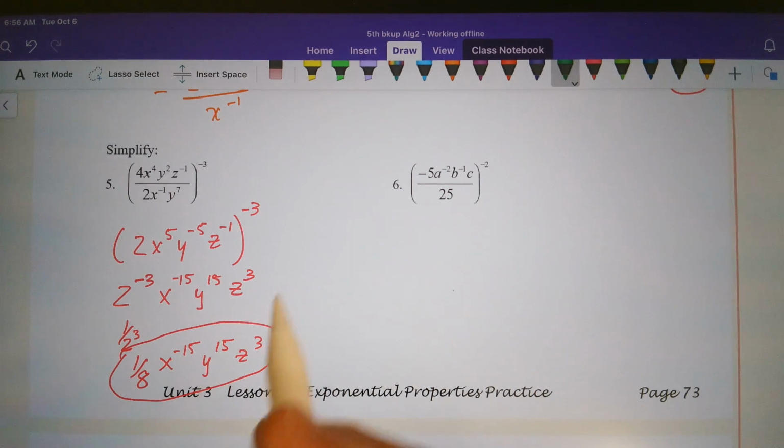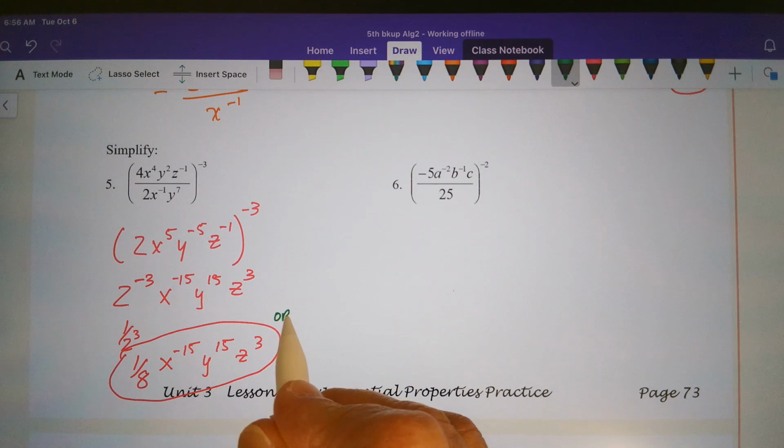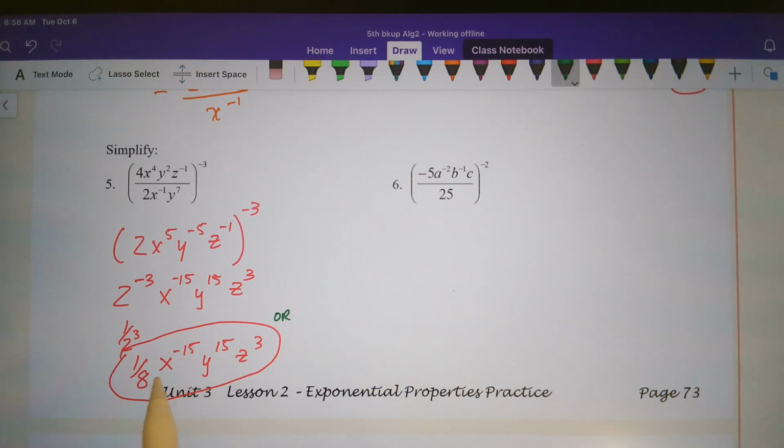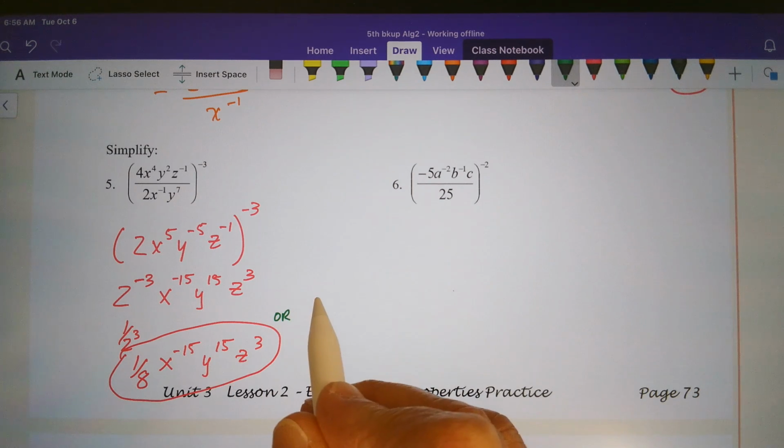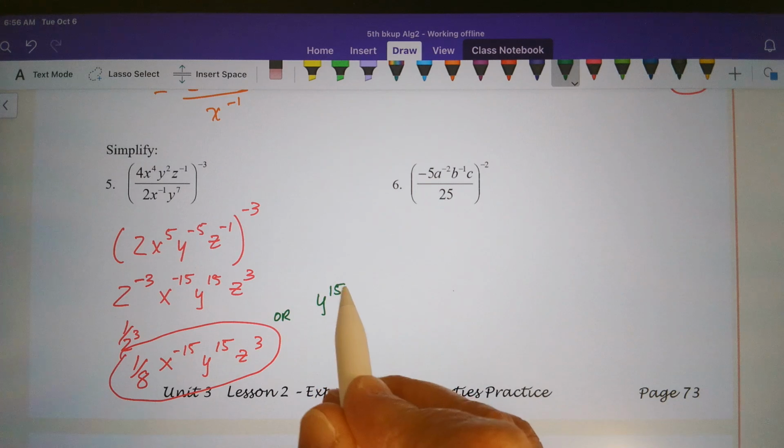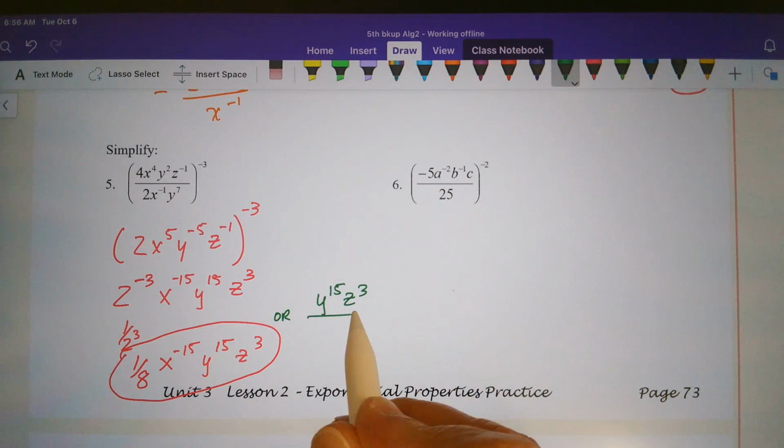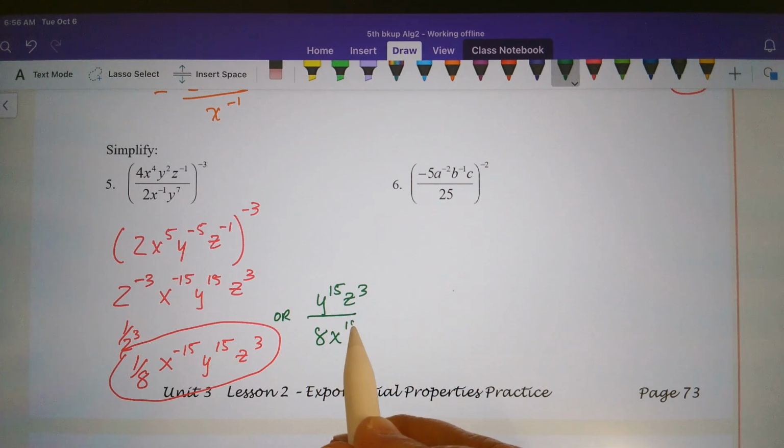Or if I want only positive exponents, this x to the negative 15 would be brought down into the denominator, and these two would stay as the numerator. So y to the 15, z to the third, over 8x to the positive 15.